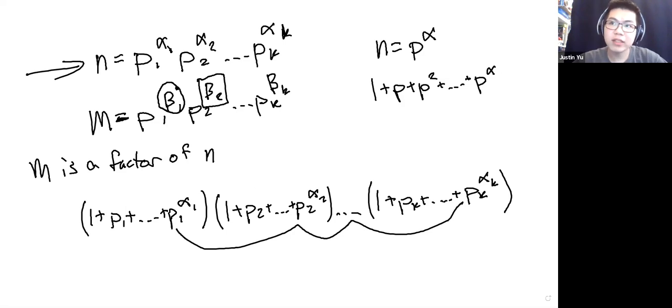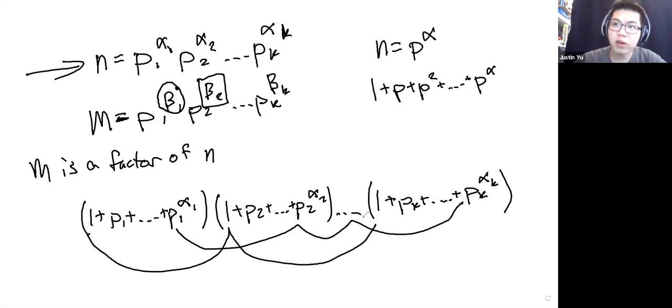All right, if I wanted to get the 1 factor, I could go like this. Just pick all the 1s from each thing. If I wanted to get a factor that only had P1, I could pick P1 here and then pick all the 1s for the remainder. Is anybody confused about what I'm doing?